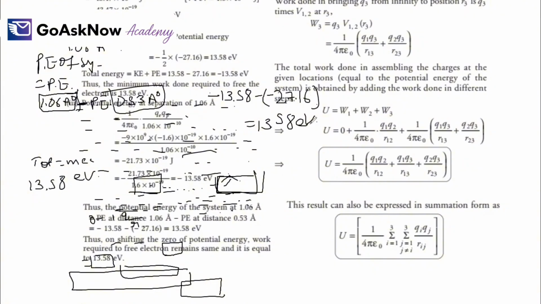Thus, on shifting the zero of potential energy, the work required to free the electron remains the same, and it is equal to 13.58 electron volt. Here we have shifted the zero potential energy to 1.06 angstrom, but the work required to free the electron remains the same, because it does not depend on your position, it is only the difference. So that is why it gives the same value.